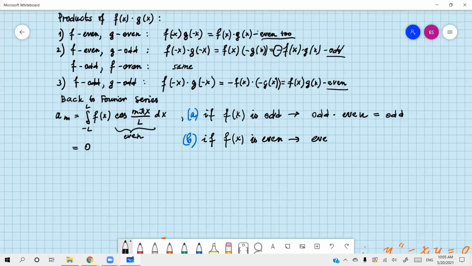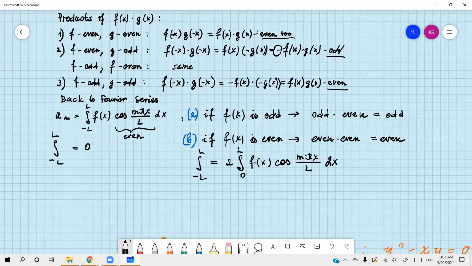Two even functions multiplied, we know that it's going to be even. And for even, we are going to have the integral be equal to the integral from 0 to L of f of x cosine of m pi x over L dx. I probably should write down the integral from negative L to L over here and label that. This is case A and this is case B, okay? Maybe a little bit more clear.